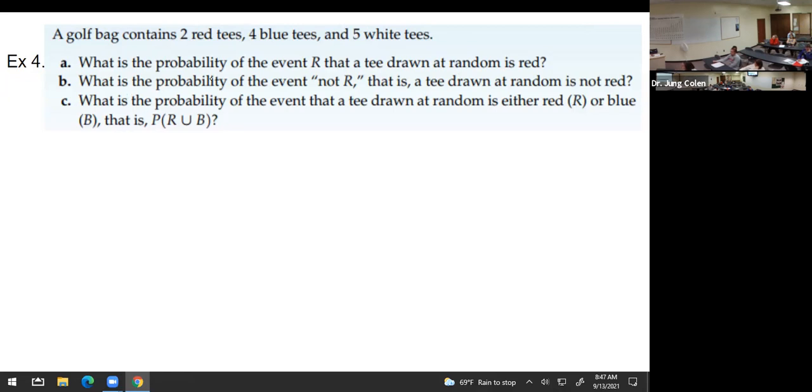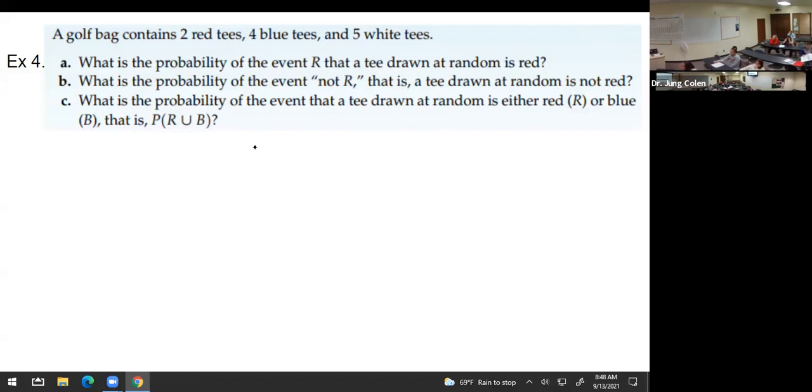What is the probability of the event not R? The complement of event R. If R is 2/11, not R should be 9/11. Okay, so we understand what that 'not' means, it's a complement. What is the probability of the event that a tea drawn at random is either R or blue? So that's union, right? So R union B. That should be the probability of R plus the probability of B minus the intersection part, right?